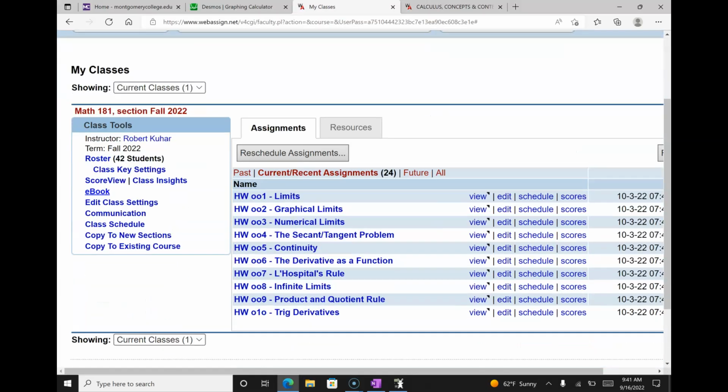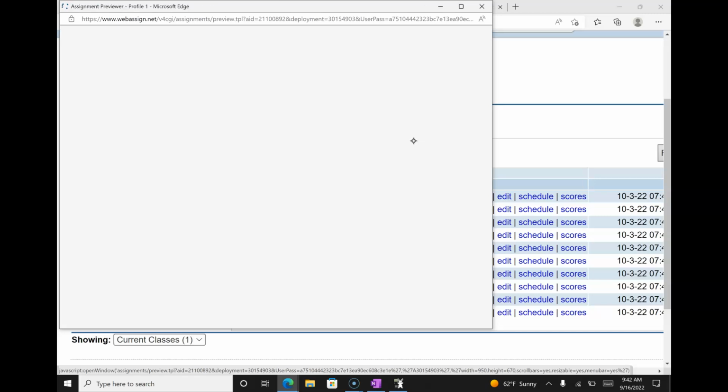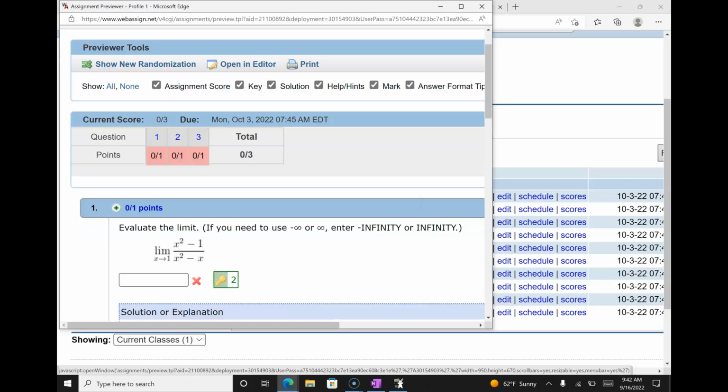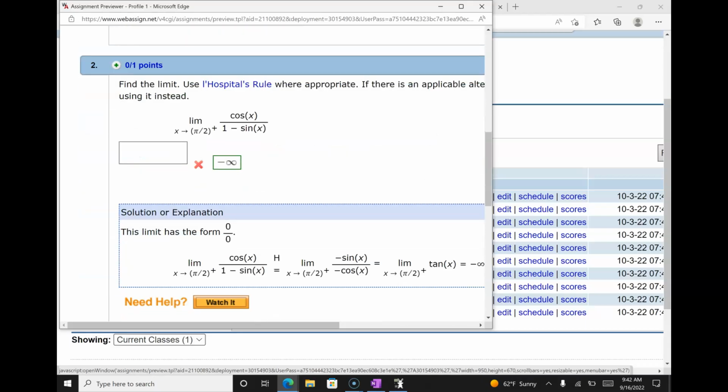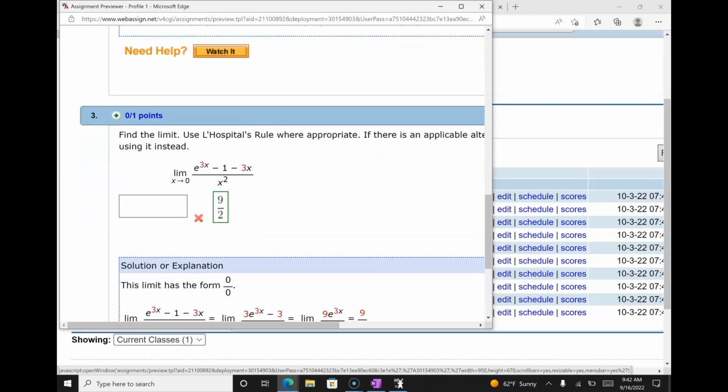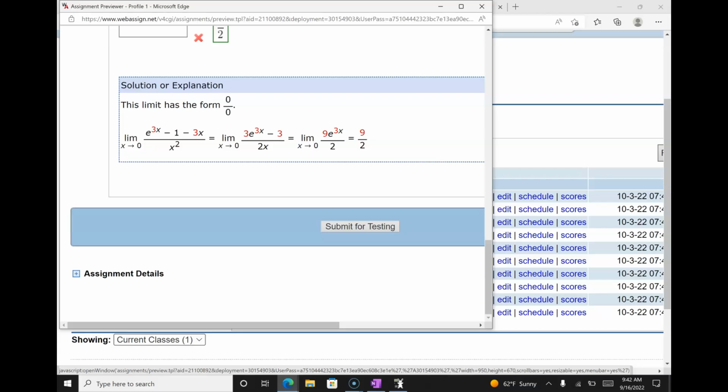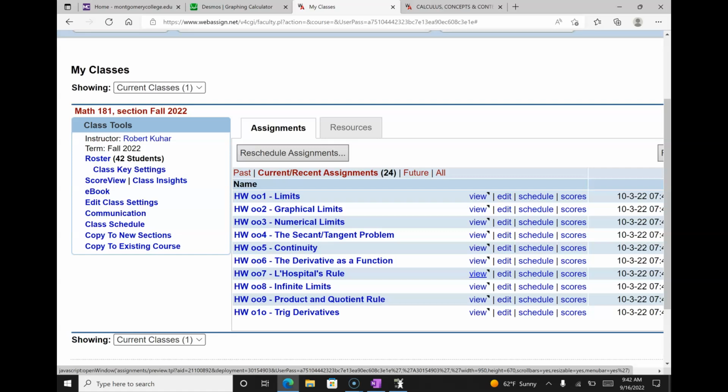If I look at the WebAssign there, first one's easy, second one's easy. You need to know the shortcuts, right? Derivative of cosine, derivative of this numerator is negative sine. Yeah, negative. This one you can't do. Don't do number 3. You'll be able to do it soon, not until we do the chain rule. So the first and second one there is good to do.